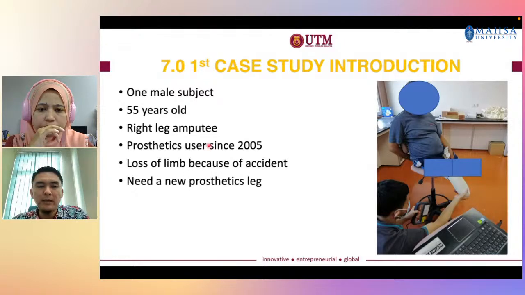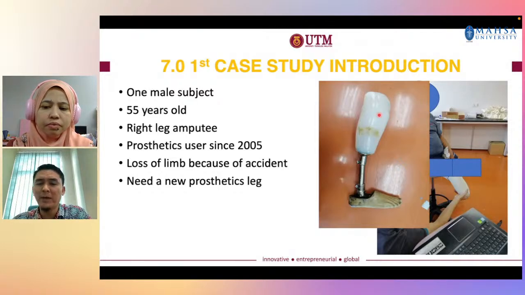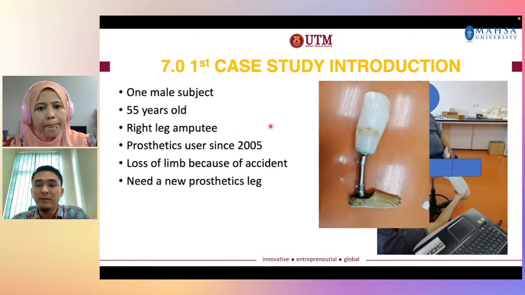And then again another piece of information: loss of limb because of an accident, and he needs a new prosthetic leg. If you can see, the existing prosthetic is not in good condition. Somehow if we use the old version, maybe some other injury will happen later on, for example to the spine, skin irritation, and other complications. So that's why they have to purchase a new prosthetic maybe around every 5 years.